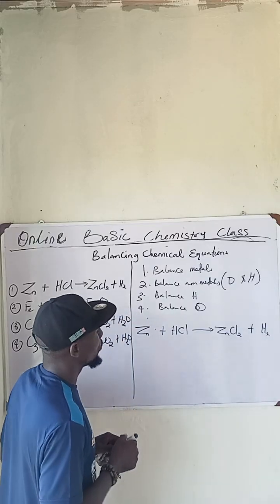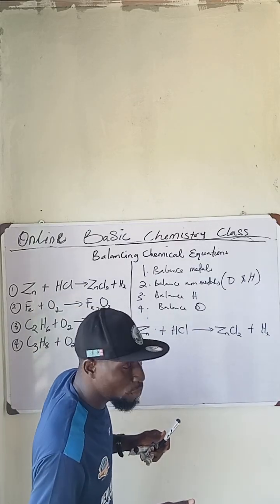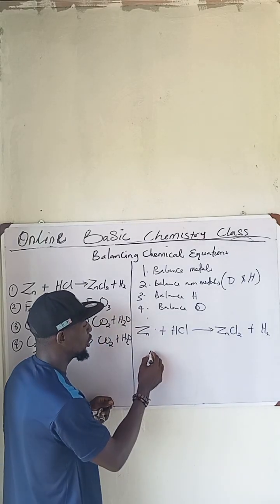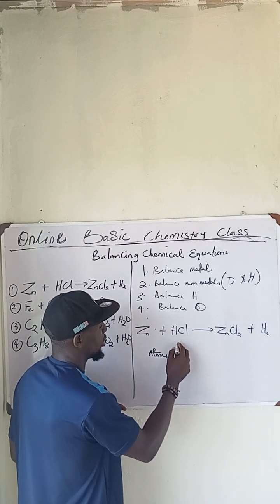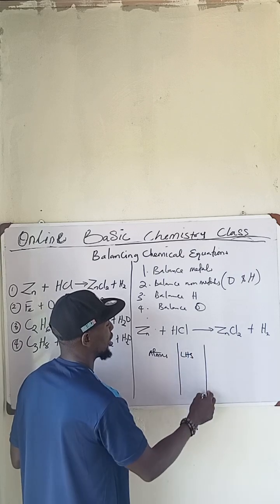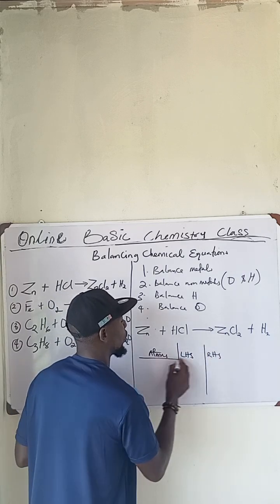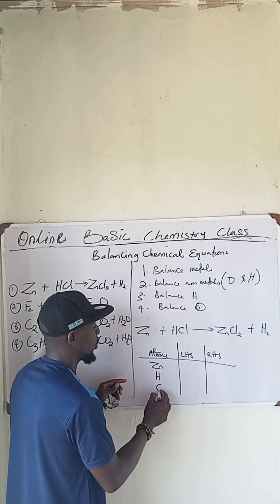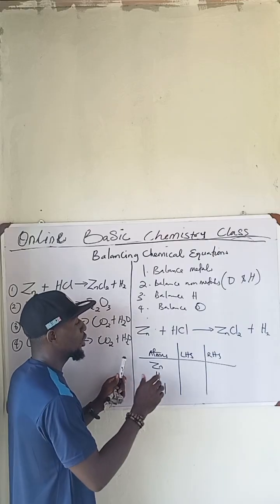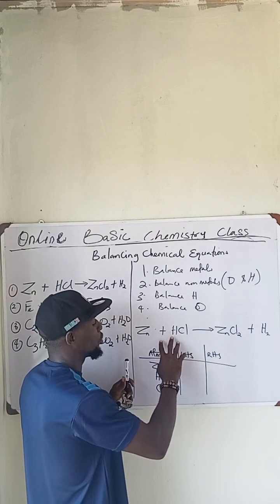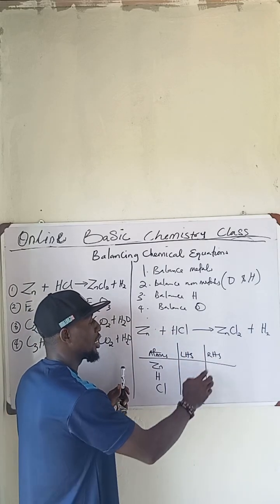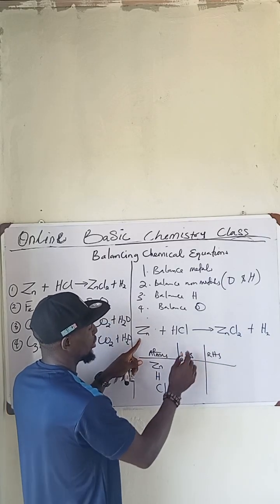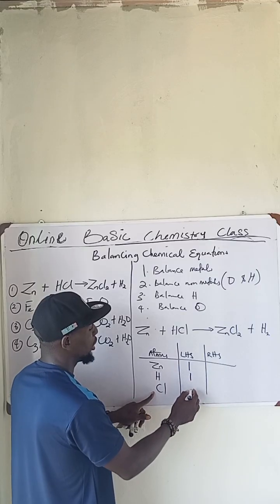Good. Now, another thing that will help us to balance effectively is to conduct what we call an atom count. So we'll count our atoms on the left hand side and the right hand side. What are the atoms? We have zinc, we have hydrogen, and we have chlorine. So you count the number of the individual atoms on this side, put it here, count and put it here. Okay, so zinc is 1, hydrogen is 1, chlorine is 1.